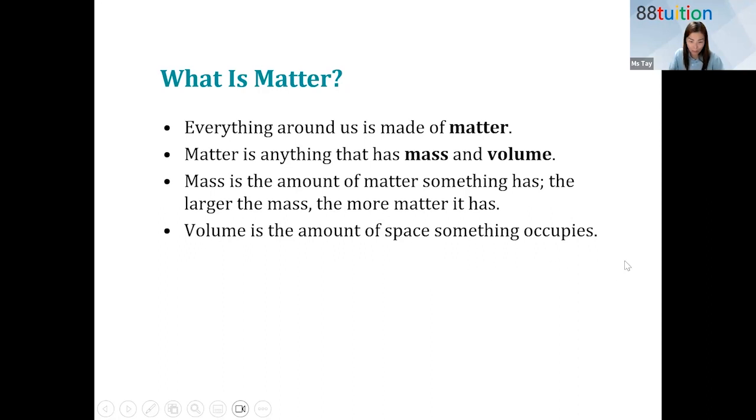Volume is the amount of space something occupies.